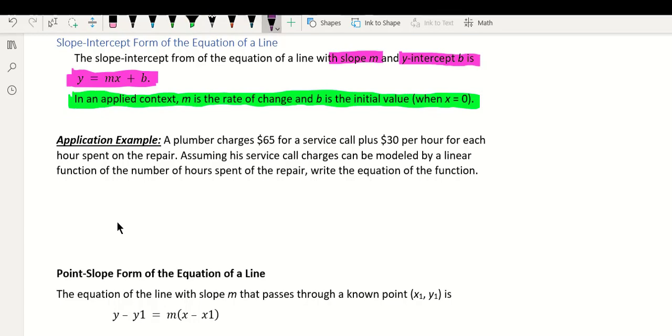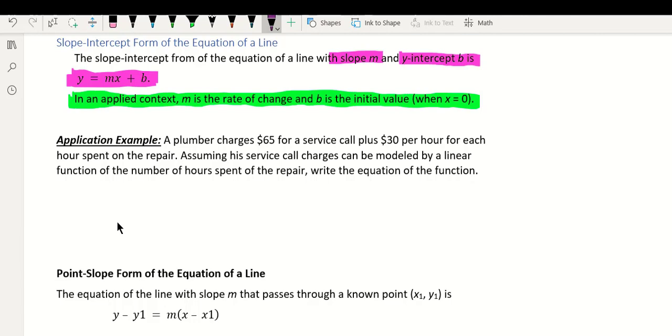So, first application example: a plumber charges $65 for a service call plus $30 per hour for each hour spent on the repair. Assuming his service call charges can be modeled by a linear function of the number of hours spent on the repair, write the equation of the function.